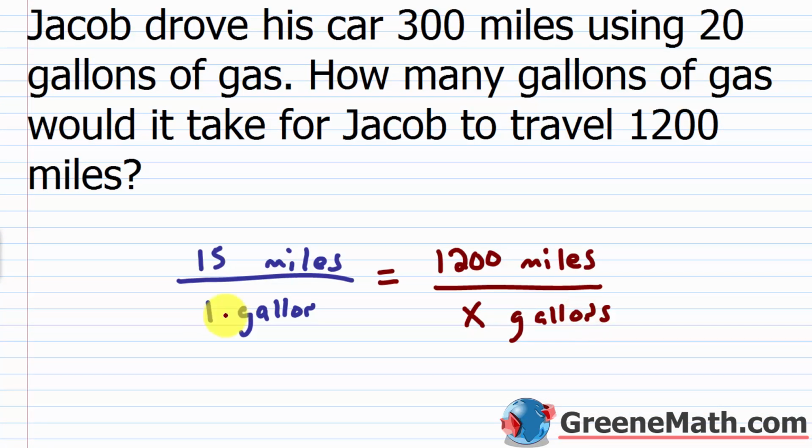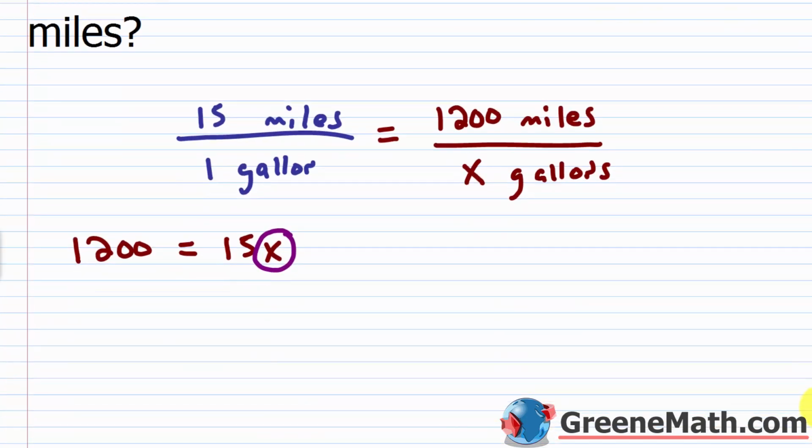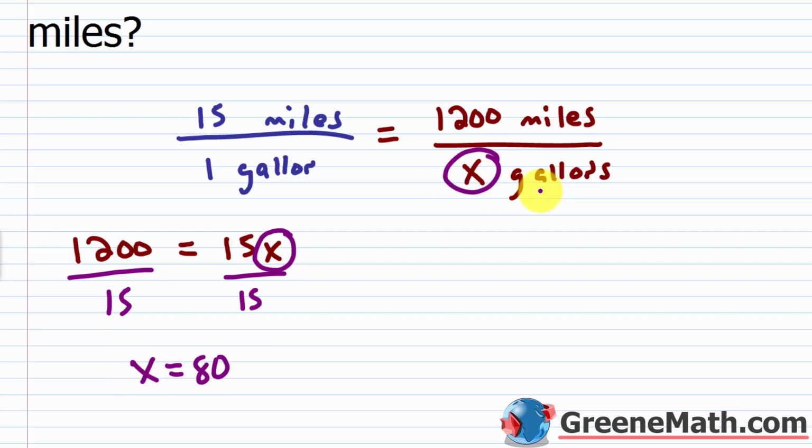So I would take 1 and multiply it by 1,200, so that's 1,200, and then set this equal to 15 times x, or just 15x. So all I need to do now is solve the equation for x, and I can do that really quickly by dividing both sides of the equation by 15. So what is 1,200 divided by 15? Well, that's going to give me 80, right? So I would get that x is equal to 80, and x here represents the number of gallons it's going to take for him to go 1,200 miles, okay?